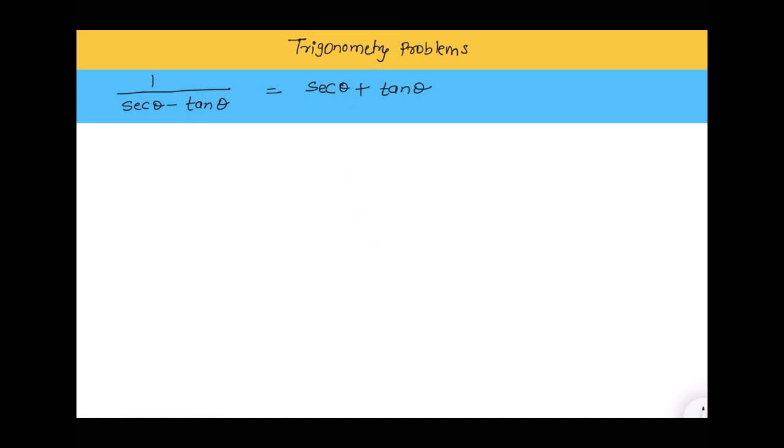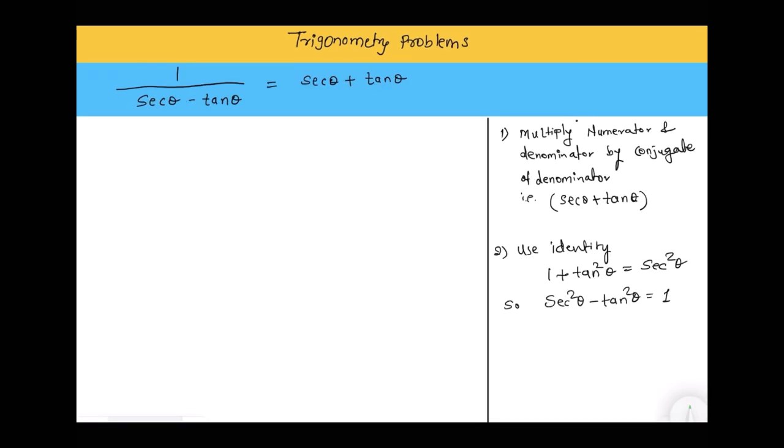What I will do now is I will give you some hints to solve this, and let's see if you can do it on your own. Hint number 1, multiply numerator and denominator by conjugate of denominator, that is sec theta plus tan theta. Hint number 2, use trigonometric identity 1 plus tan square theta is equal to sec square theta, or simplifying it, sec square theta minus tan square theta is equal to 1. Try to solve this on your own, otherwise the answer would be given after this.